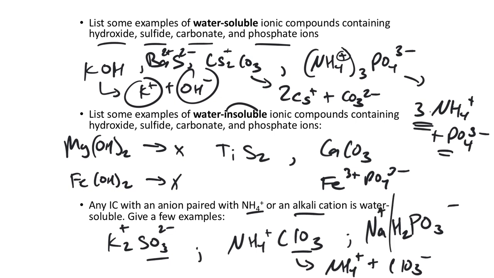Then we get sodium plus into solution, and then the dihydrogen phosphite ion. Not a very common example, but you can sort of piece together anything you're recognizing from nomenclature from the other anions that aren't on our solubility chart. As long as they're paired up with ammonium or an alkali cation, we at least know then that those compounds would be water soluble.